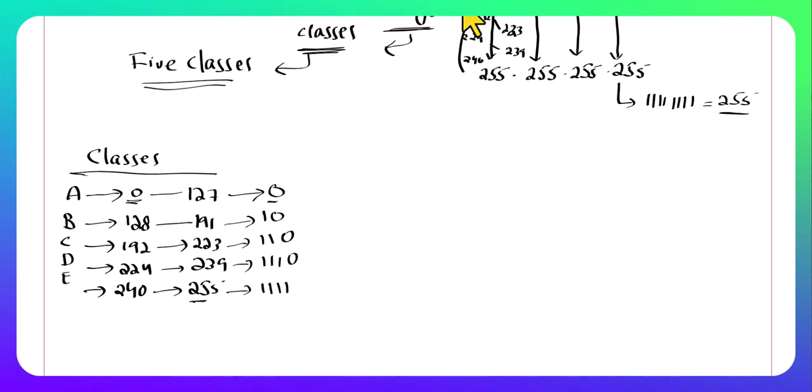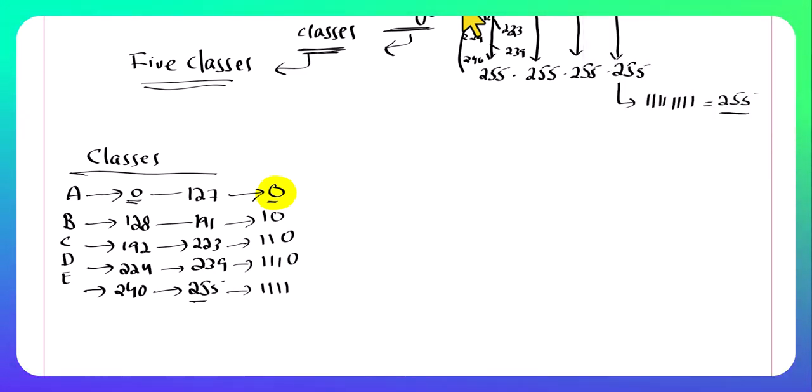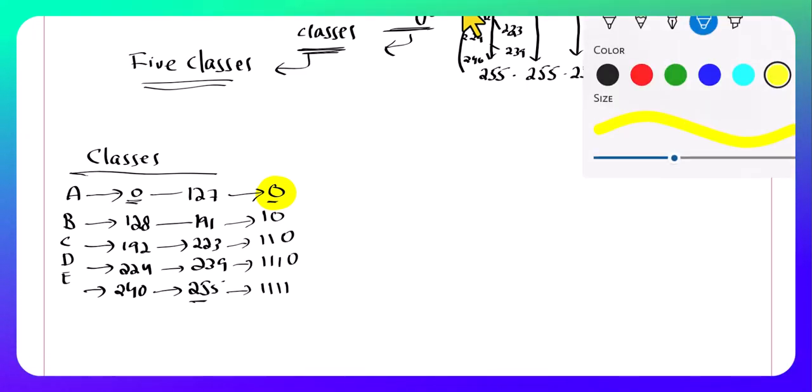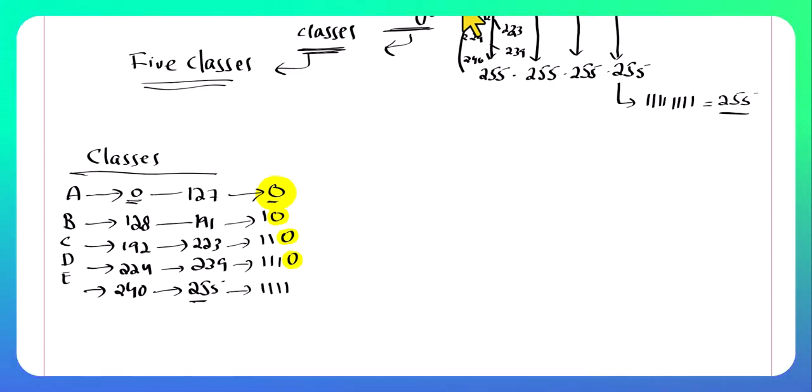Okay, this 0 is assigned for class A, and this 0 is assigned to class B, this 0 and this 0 for class C, and this 0 for class D. And for class E all 4 bits are on.